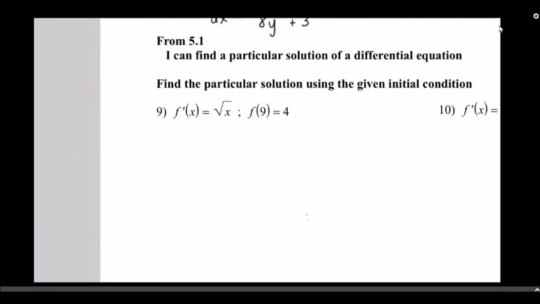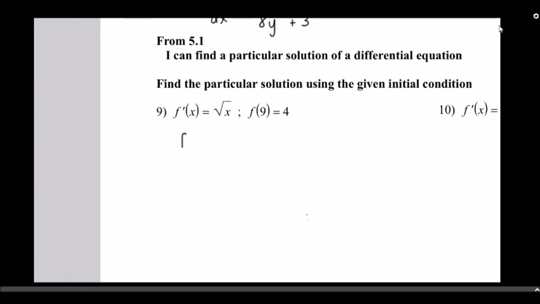Questions 9 and 10 come from section 5.1. Chapter 5 is when we started talking about finding antiderivatives, which is the opposite of finding a derivative. It uses techniques of integration. 9 and 10 particularly are finding what's called a particular solution. That's why we've been given an initial condition. Instead of having a plus c at the end of the antiderivative, we're going to find the particular value for c. So what we need to start with is finding the antiderivative of this term right here.